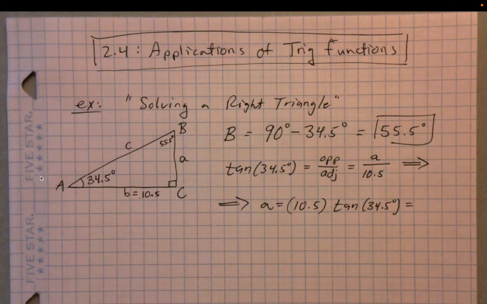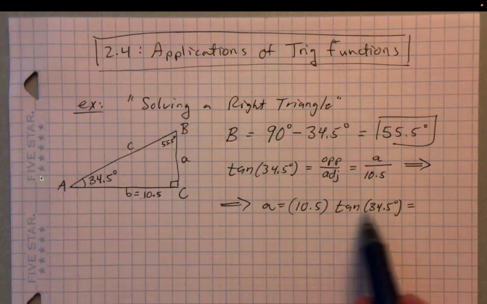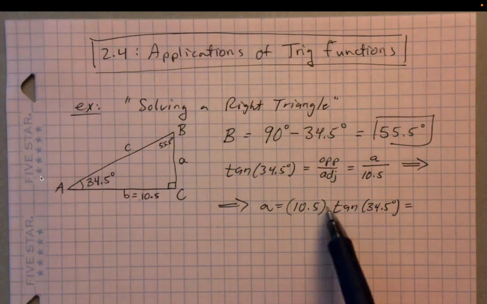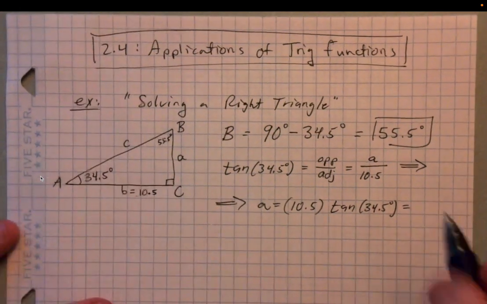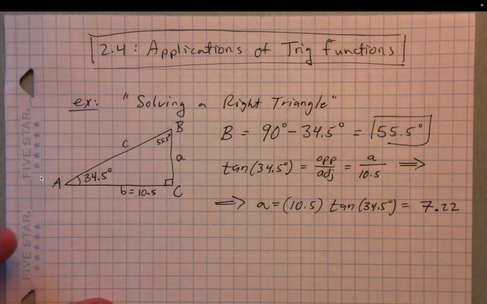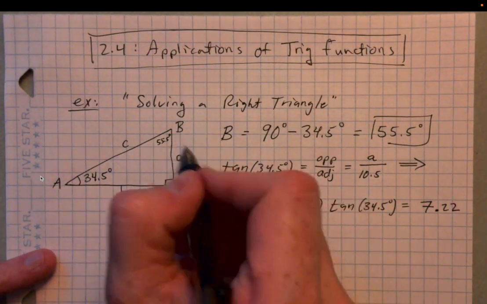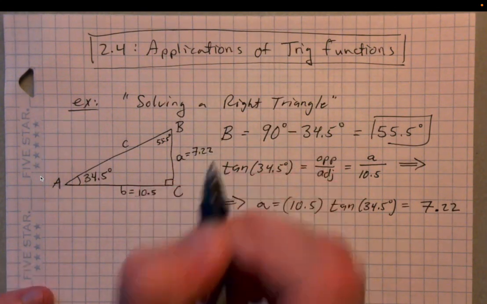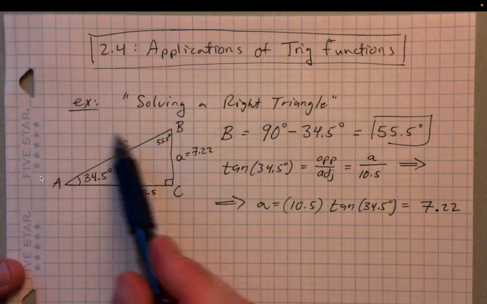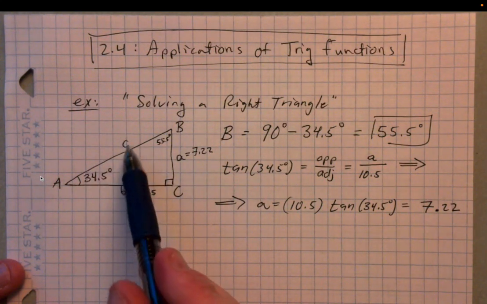I can pull out a calculator, first I calculate the tangent of 34.5 degrees, and then I multiply that result by 10.5. And when I do that, I get 7.22. Okay, so that means A is equal to 7.22. Now, the only thing left to find is C, right?